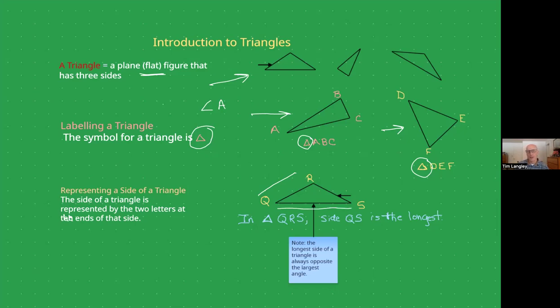In this case, it's the longest. I've got a little note at the bottom of this first screen that says the longest side of a triangle is always opposite the largest angle. If we pause and take a look at this triangle that I'm pointing at, the largest angle here is this angle R. It's the largest one, and the side opposite it is side QS. So that's all that little blue note at the bottom of the screen is indicating for you.